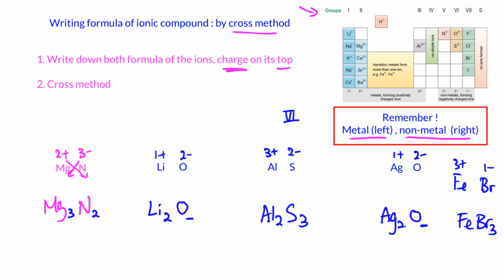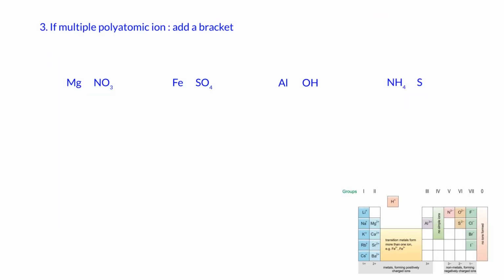So what if you come across a polyatomic ion? What are we going to do then? For the next part, we talk about multiple polyatomic ions, where we add a bracket. But first of all, we talk about the non-multiple case, where we just have one polyatomic ion. Say for example we have Na plus, which is 1 plus, and OH, which is 1 minus. When you cross over, it will become NaOH. You don't need to write 1 there.